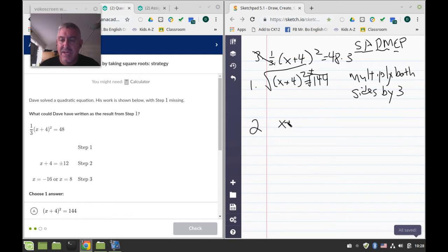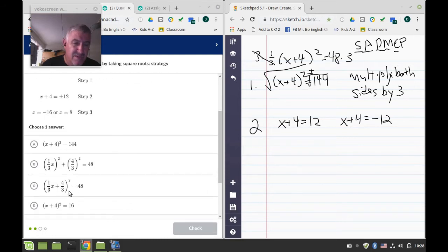So I'm going to end up with x plus 4. Positive square root of 144 is 12. Negative square root is negative 12. And that looks right there. So this is our first step. Our first step is x plus 4 squared equals 144. Let's see if we can find that. There it is, right there.